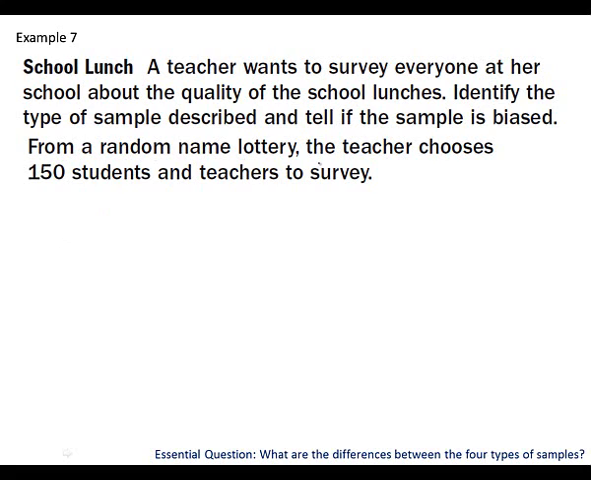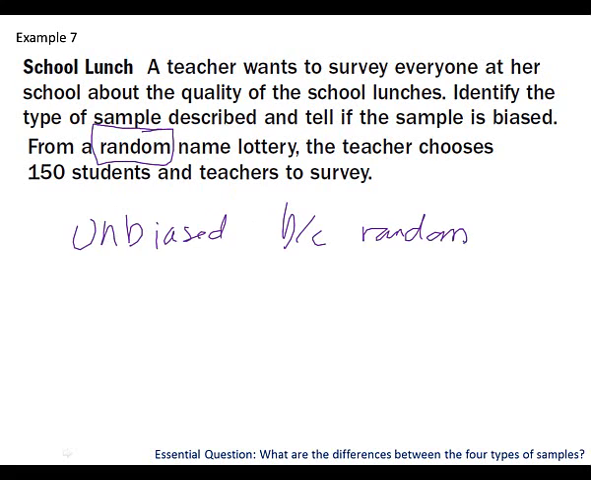From a random name lottery, the teacher surveys 150 students and teachers. So what kind of a survey is it? Random. We already talked about that. Is it biased or unbiased? Unbiased. That's unbiased because it was a random sampling. It also included the students and the teachers.